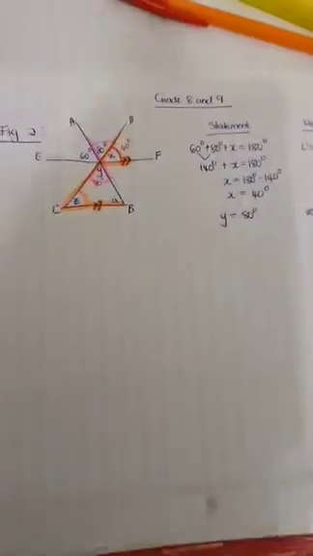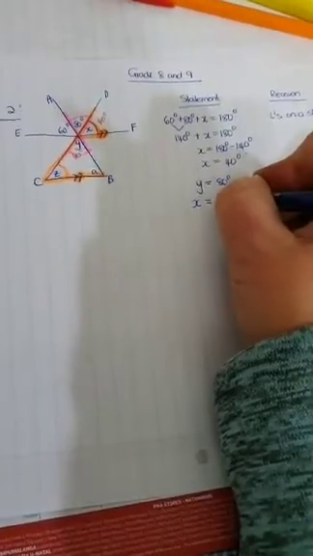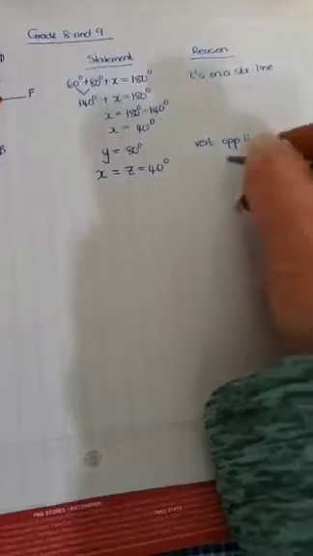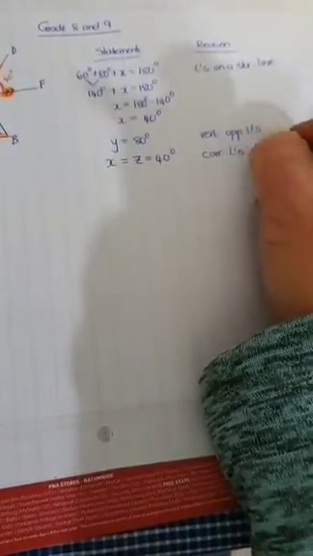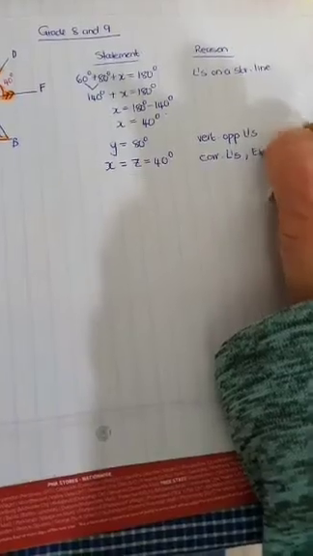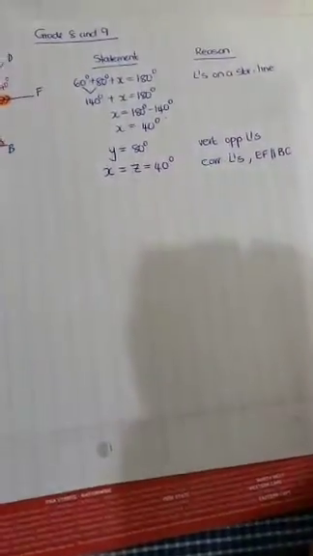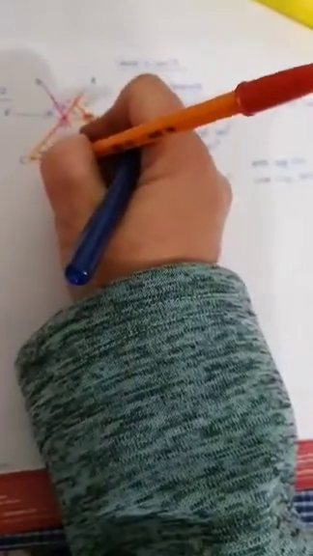So in your statement column, you're going to say angle X, which is equal to angle Z, which is equal to 40 degrees. Why are you making that statement? Because my corresponding angles are equal, because EF is parallel to BC. Okay, moving back onto the drawing, you put that answer in. So this is 40 degrees.